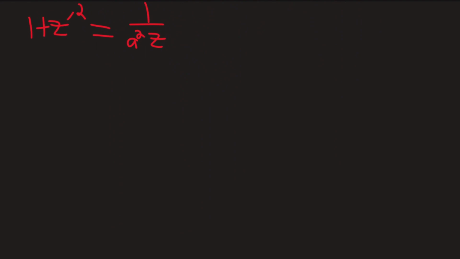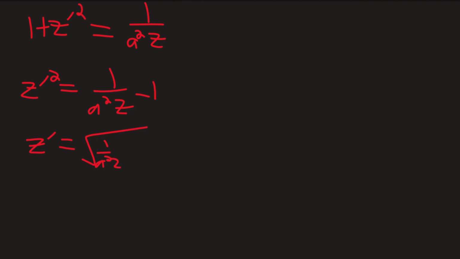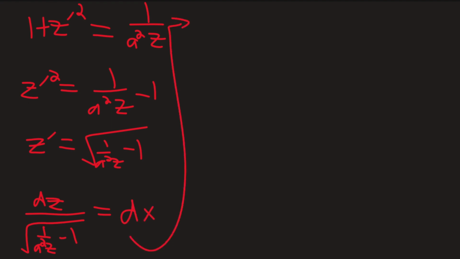And then just subtracting 1 from both sides, we obtain that z prime squared is equal to 1 over a squared z, minus 1. And then if we take the square root, we find that z prime, a very large z, goodness me, z prime is equal to the square root of 1 over a squared z minus 1. Dividing that, getting all our z's on one side, we find that dz over the square root of 1 over a squared z minus 1 is equal to dx.